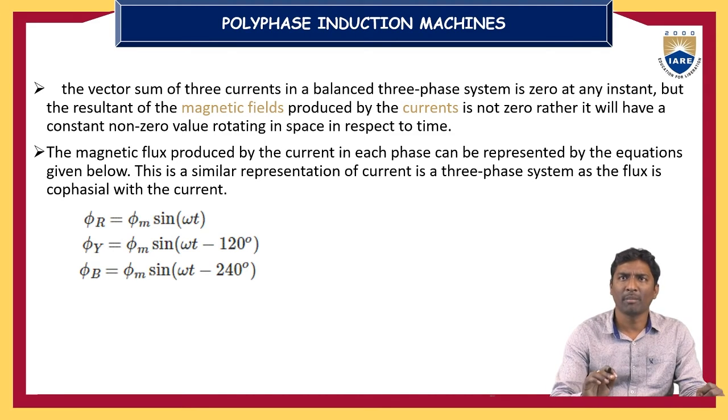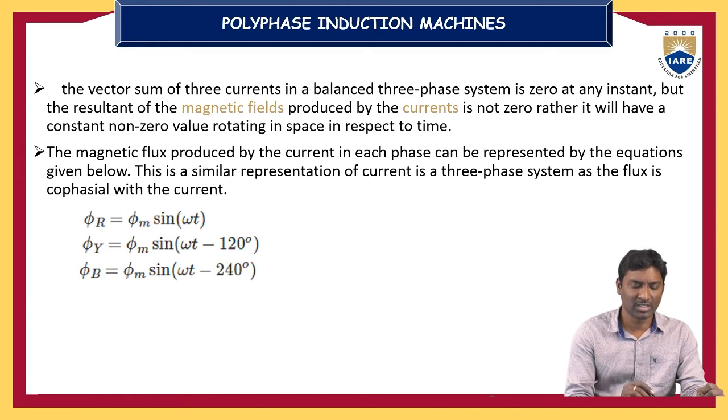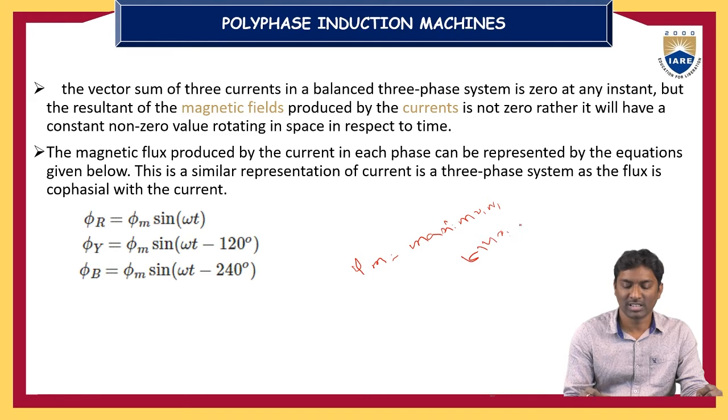The magnetic flux produced by the current in each phase can be represented by some equations: phi r is equal to phi m into sine omega t, phi y is equal to phi maximum into sine omega t minus 120 degrees, phi b is equal to phi m into sine of omega t minus 240 degrees, where phi m is equal to the maximum flux linkages.